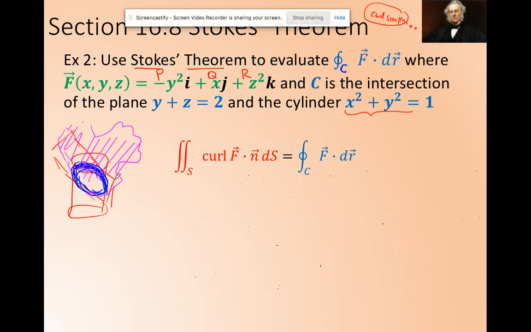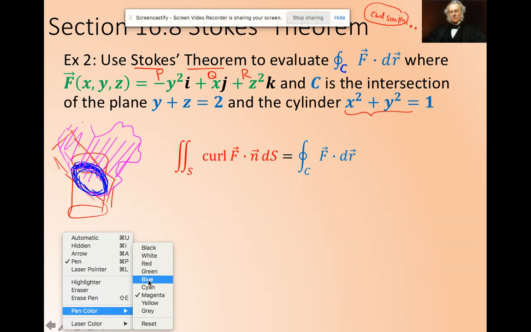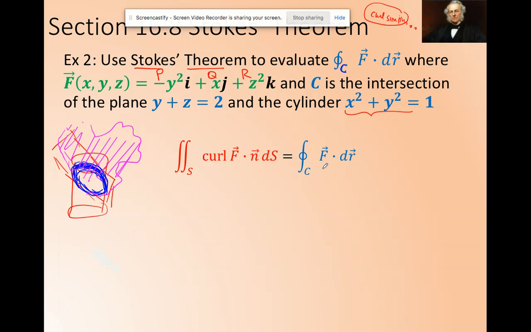But why would I want to? I want to do this line integral, but the line integral looks like it would be difficult to do. So I want to do a surface integral, but the surface I'm going to pick is the flat one. It's a flat one. So the surface integral is equal to the line integral. So I'm going to do the curl.